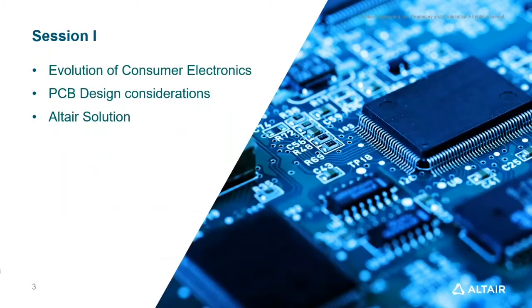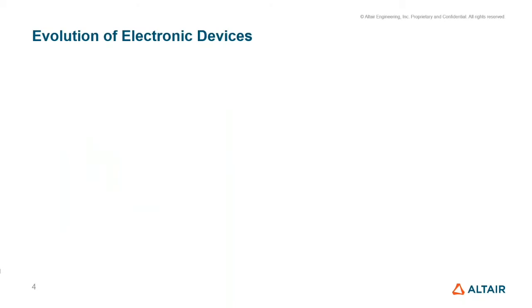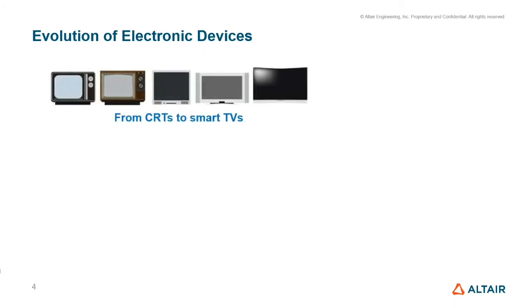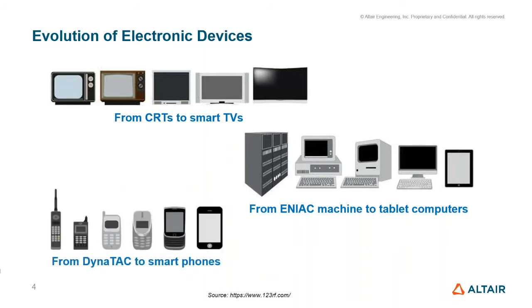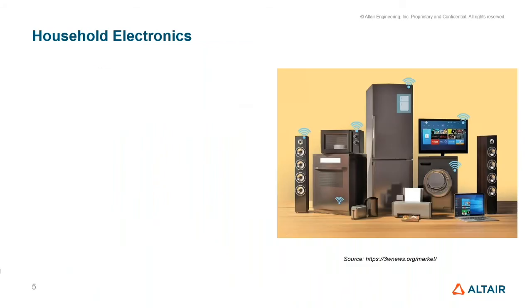Well, let's get into session 1. We have seen evolution of electronic devices in all forms and sizes, from CRTs to smart TVs, from ENIAC machines to tablet computers, from Dynatac, which is the first cellular phone, to smartphones, are only drops in the ocean when it comes to the advancements in the field of electronic devices.